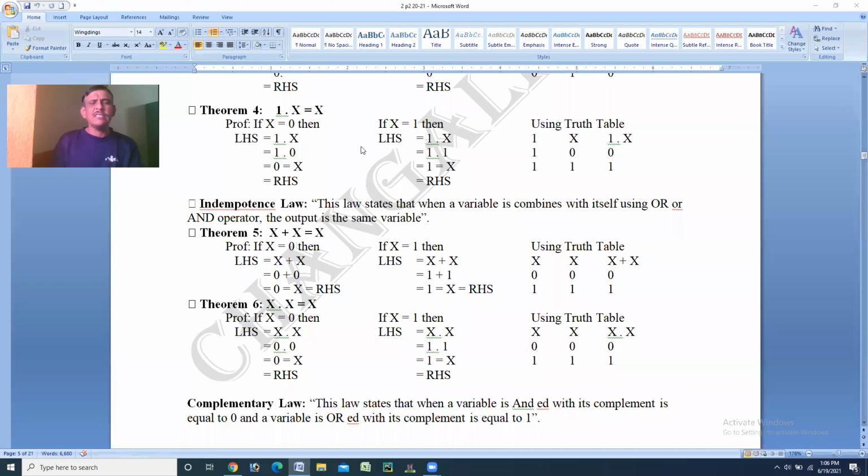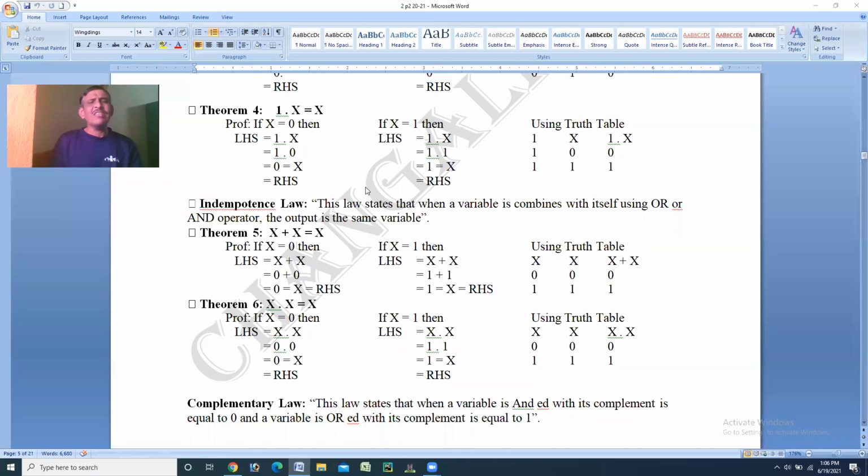So in today's class, we are starting with the law called Complementary Law. The name of the law is Complementary Law. The Complementary Law states that when a variable is ANDed with its complement, it is equal to 0, and a variable is ORed with its complement, it is equal to 1.